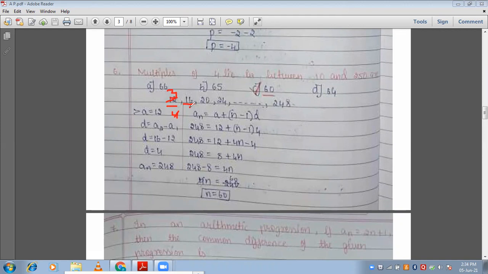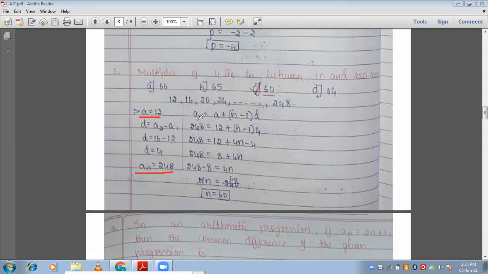Next, 16. When you cancel this one, again it is divisible by 4. The next numbers are 20, 24, dash, dash, dash, up to 248, because 250 is not divisible by 4. Similarly, check 249. 249 is also not divisible by 4. The last number is 248. So consider this one as An. An is equal to 248. The first term A is 12. D is equal to A2 minus A1, which is 16 minus 12, which is 4.